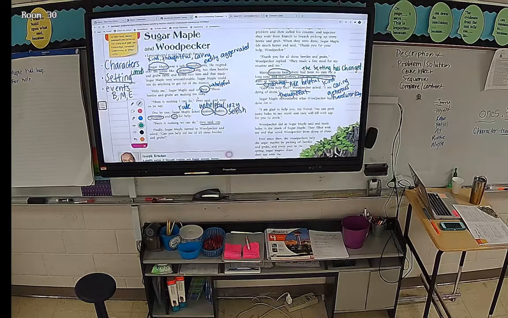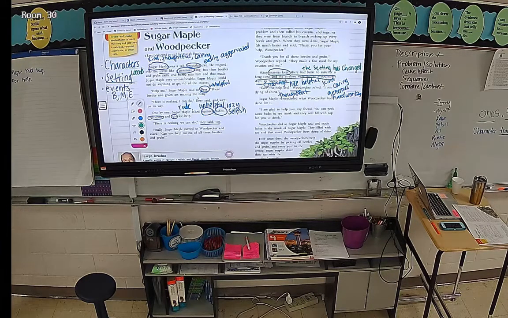Woodpecker. Class. Yes. I need everybody looking at me. AJ, Riley, Colby, Braylon, all of you are looking at something else. I need everybody here. This should be real quick. Everybody should be able to do this because you read the story twice and we talked about it yesterday. Everybody should have their hand up ready to add something to this.